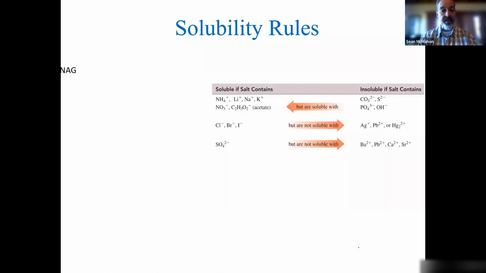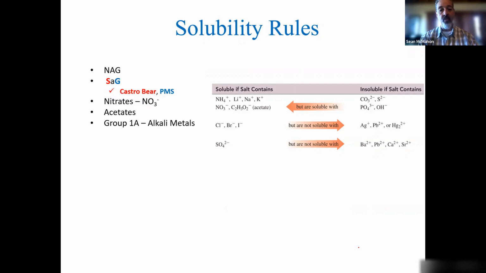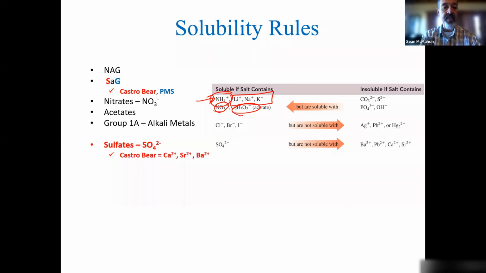So you can review, again, the NAG, SAG, Castro-Bear, PMS, right? NAG stands for nitrates, acetates, and group 1. So here are my nitrates, here are my acetates, here's my group 1. I put in ammonium because it's a +1 charge like group 1. They're always soluble, okay? They're always soluble, no matter what. The SAG stands for sulfates. We have a Castro-Bear exception, I'll talk about that. And the group 7A halides, and their exceptions, PMS.